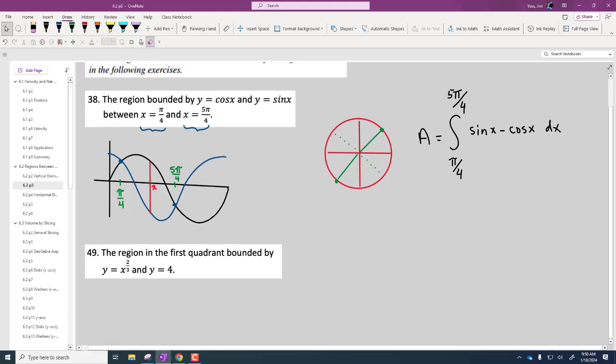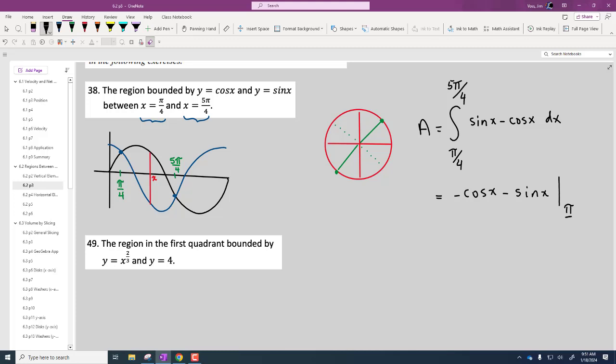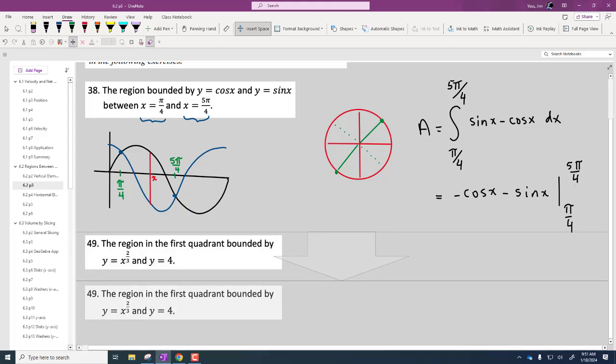Now, we can integrate both of those functions easily. Antiderivative for sine is negative cosine. Antiderivative for cosine is sine. And that's from pi over 4 to 5 pi over 4. There we go. Very close. Now we just have to do some evaluation.